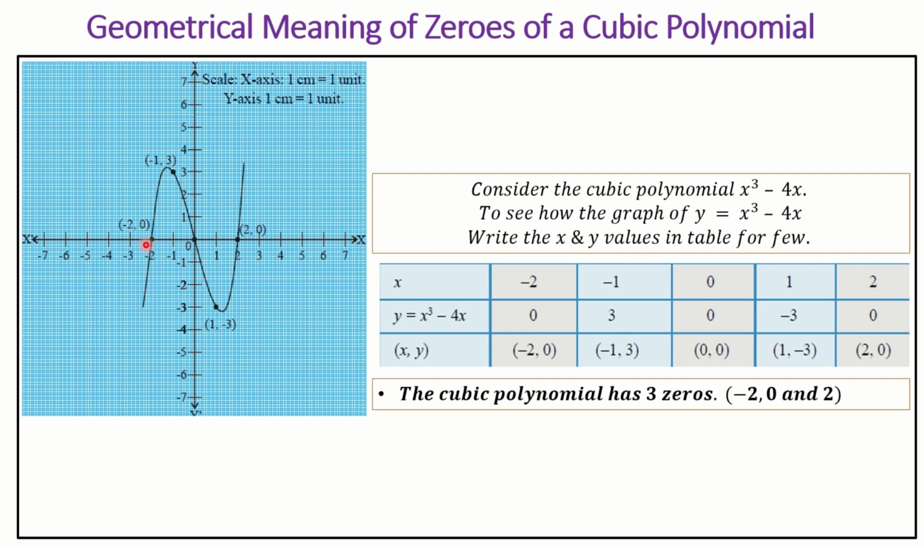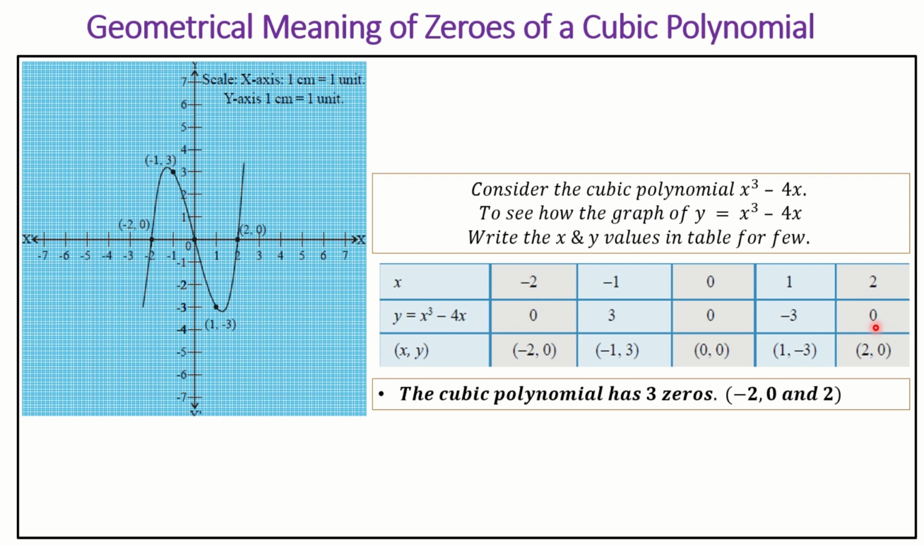And if you see, it is cutting the x-axis at three places: minus 2 comma 0, 0 comma 0, and 2 comma 0. Right? At three places, that is minus 2, 0, and 2, the y value is 0. That means it has three zeros. This polynomial has three zeros. As we learned, a cubic polynomial can have at most three. This has all three.